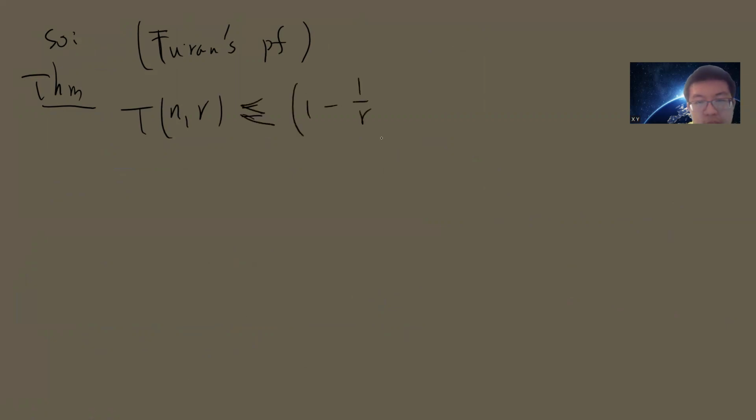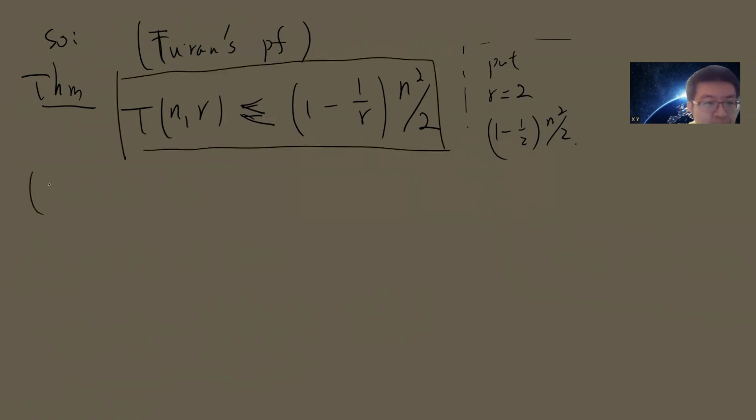So the theorem, which is what Turan proved, says that T(n, r) is bounded by (1 minus 1 over r) times n squared divided by 2. Obviously, if you put r equals 2, then you just get the Mantel theorem. This is what we're going to prove in this video, and the bound is also tight. I will first give an example that almost satisfies this bound, and then we prove the theorem.